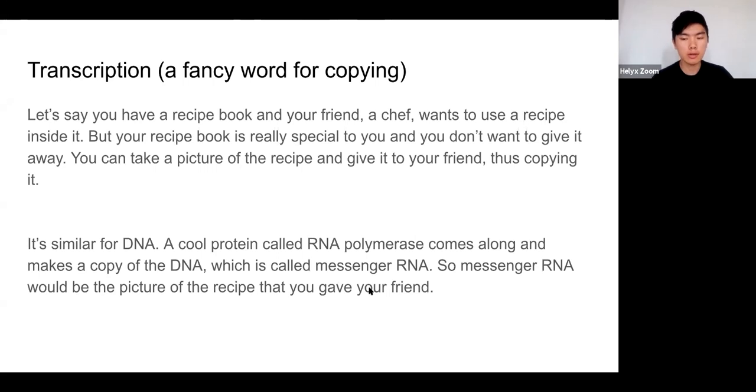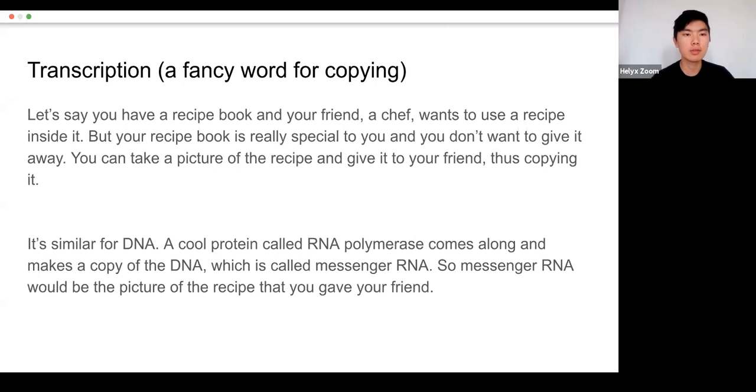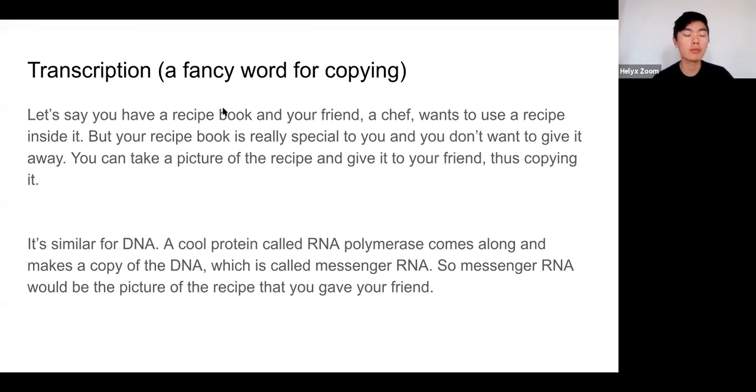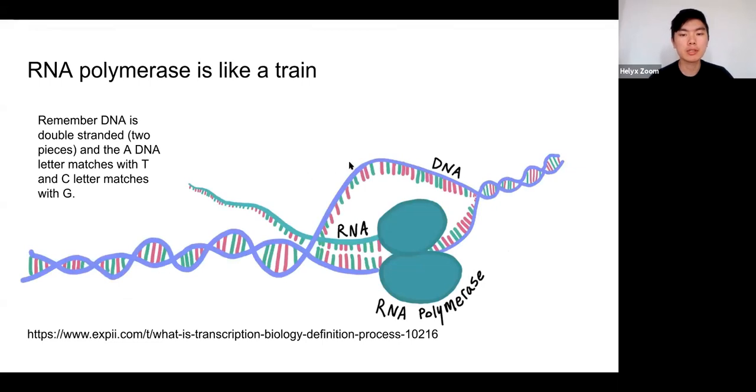So in this scenario, messenger RNA would be the picture of the recipe that you gave your friend instead of giving them the original recipe book, aka DNA. RNA polymerase is kind of like a train that chugs along one strand of the DNA. DNA comes in a double helix form, which you probably know about. That's where the name of this organization comes from, Helix Initiative.